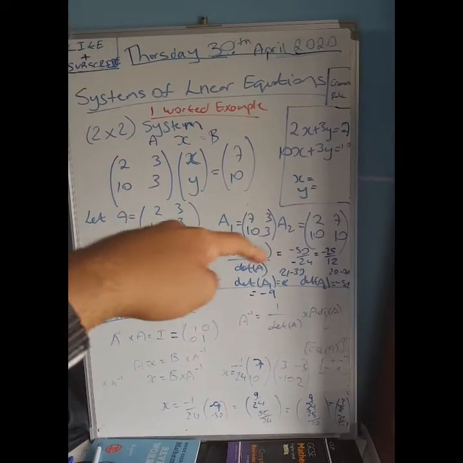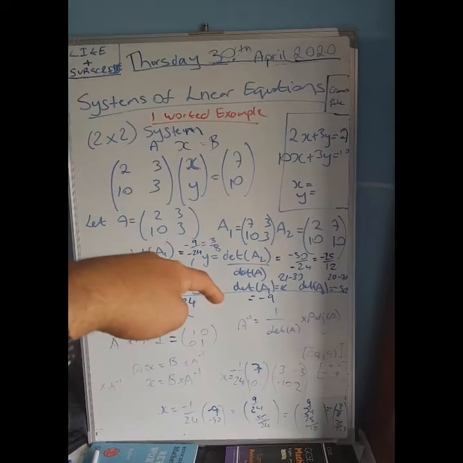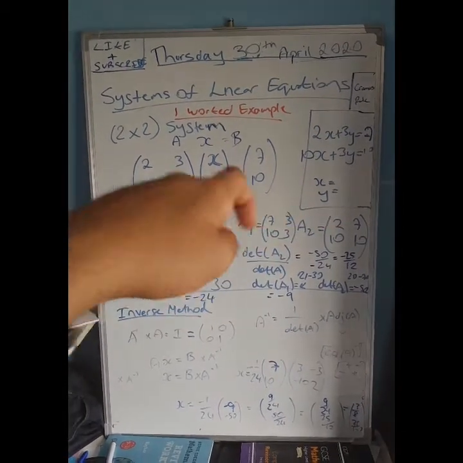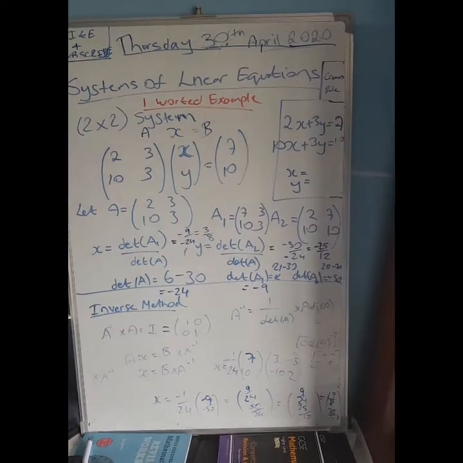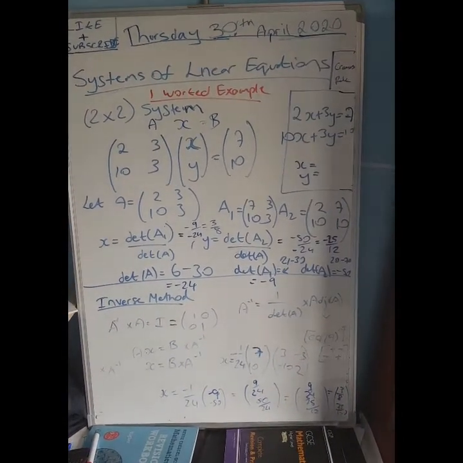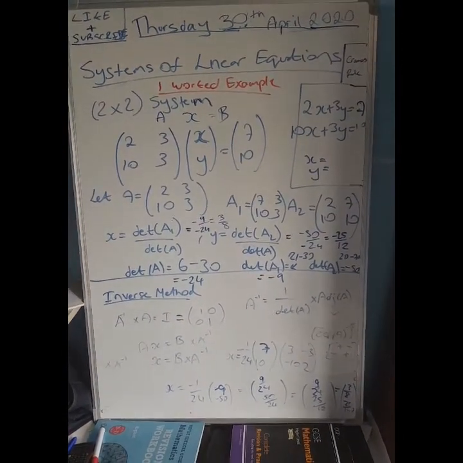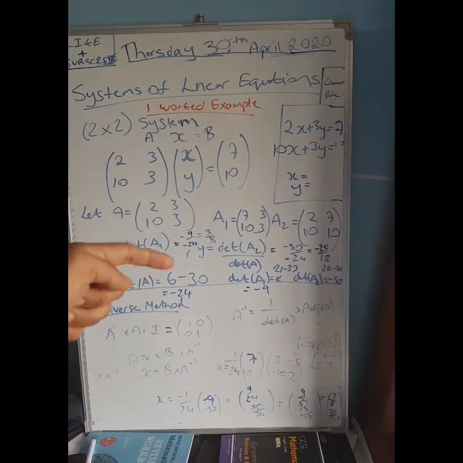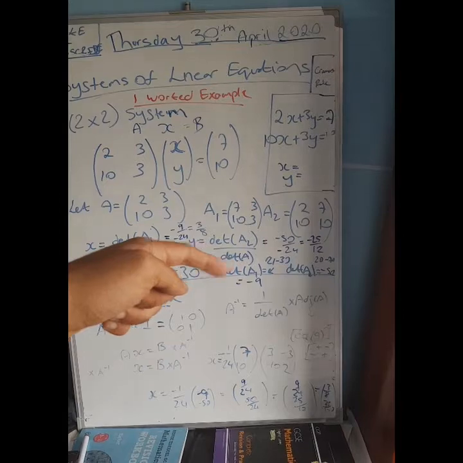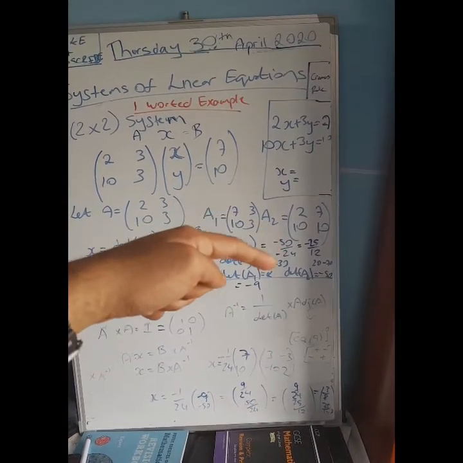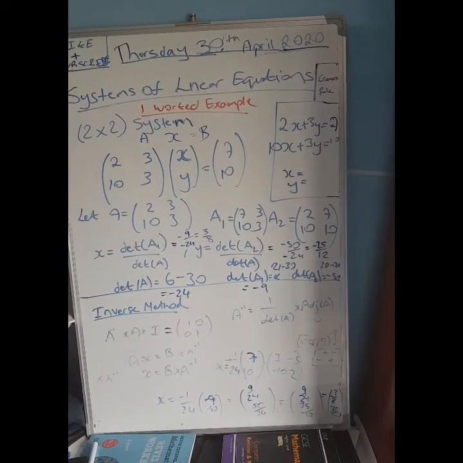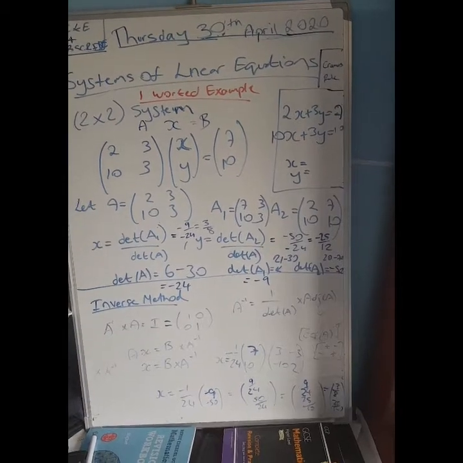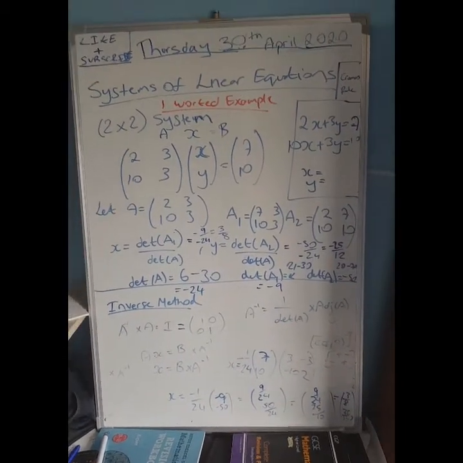And then A1 will be 21 minus 30, which is minus 9. A2 would be 20 minus 70. And that's how I'd work out my determinants of A1 and A2. And my solutions are simply x equals minus 9 over minus 24, which is 3 over 8. And then y is equal to minus 50 over minus 24, which is equal to 25 over 12. So that would be my solution for that.